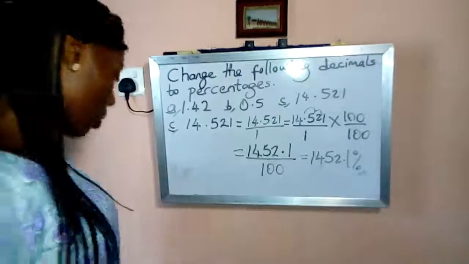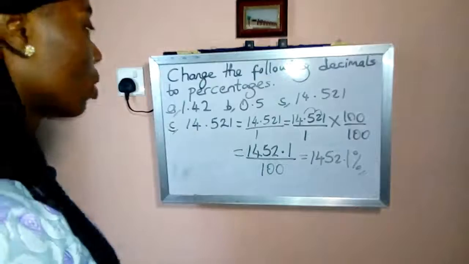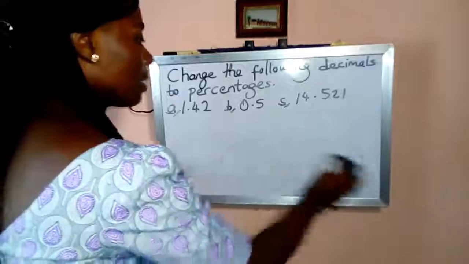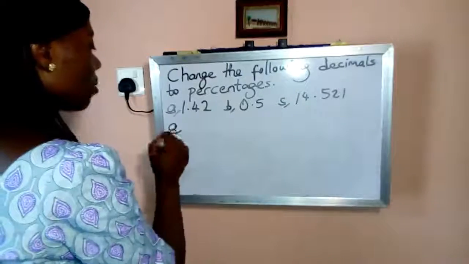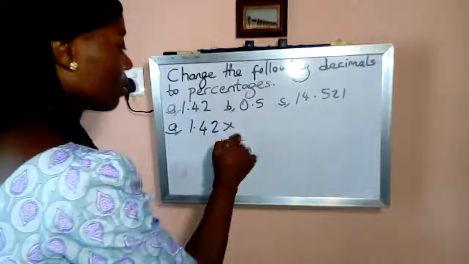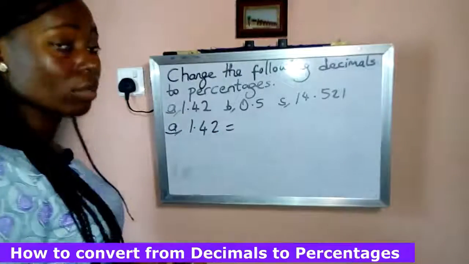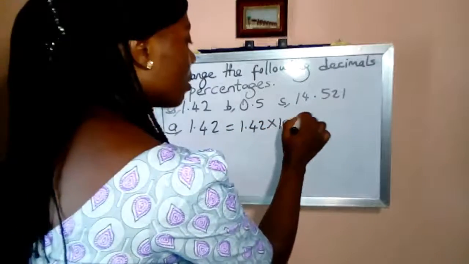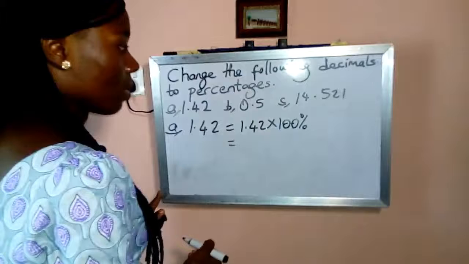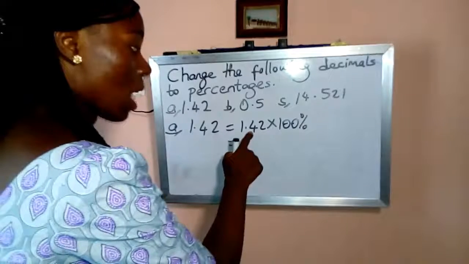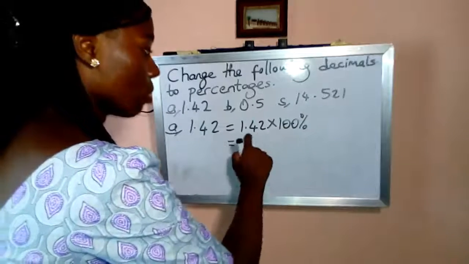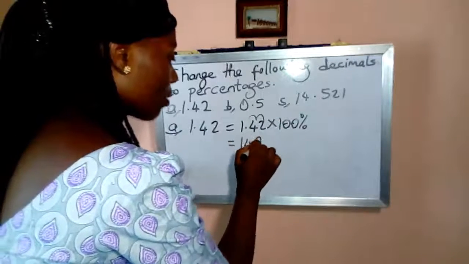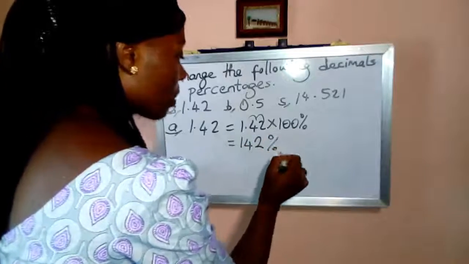Right? There's also another method. We just do only number 1 using the other method. The other method, 1.42. I want to change it to a percentage. What do I do? I simply multiply by 100%. 1.42 times 100%. How many zeros do I have? 2. So I move 2 places. 1, 2. That gives me 142 and my percent.